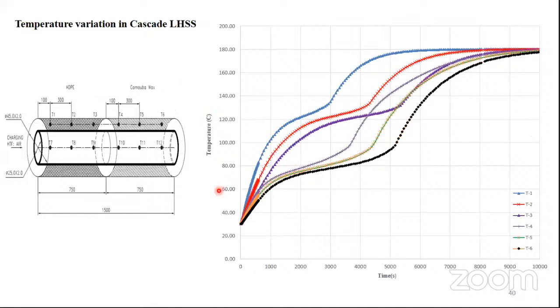This slide shows the temperature variation in the cascade system for latent heat thermal energy storage system. So the temperature versus time for various locations of this cascaded system, where we are having HDPE and the Carnauba wax, which are being placed one after another axially, is being studied.